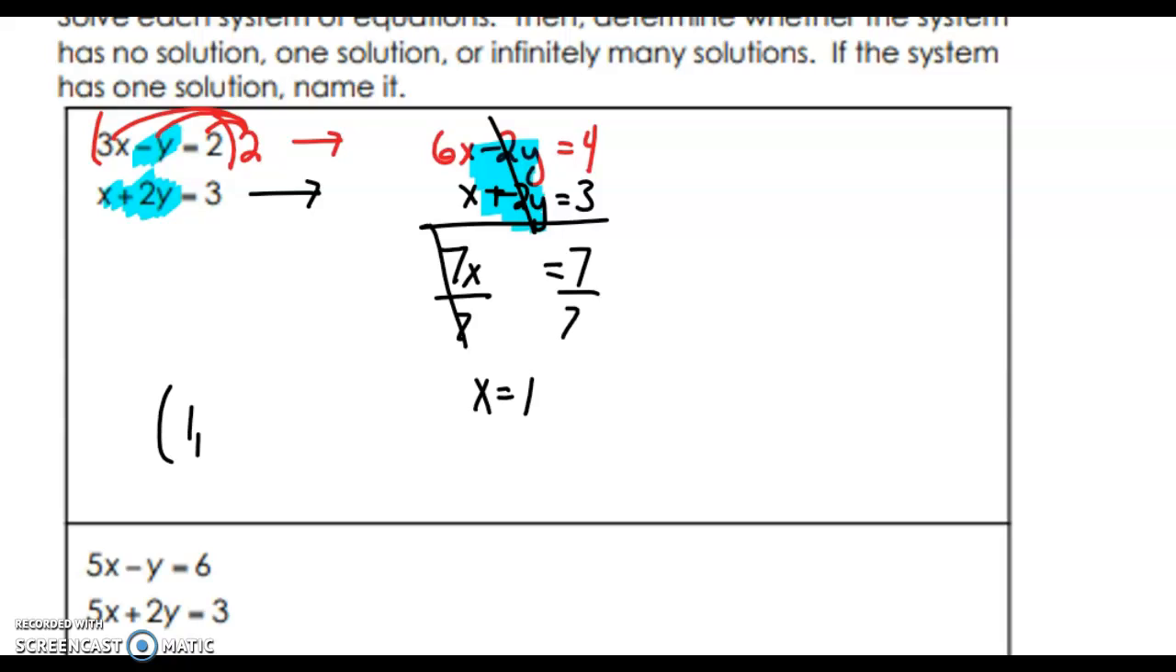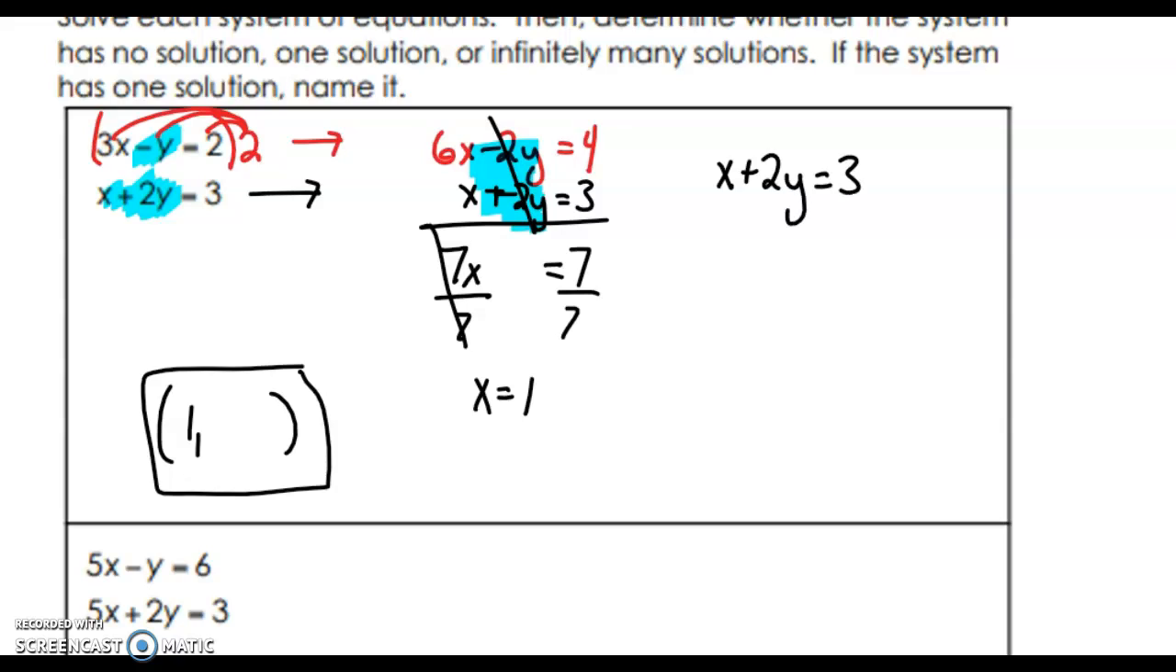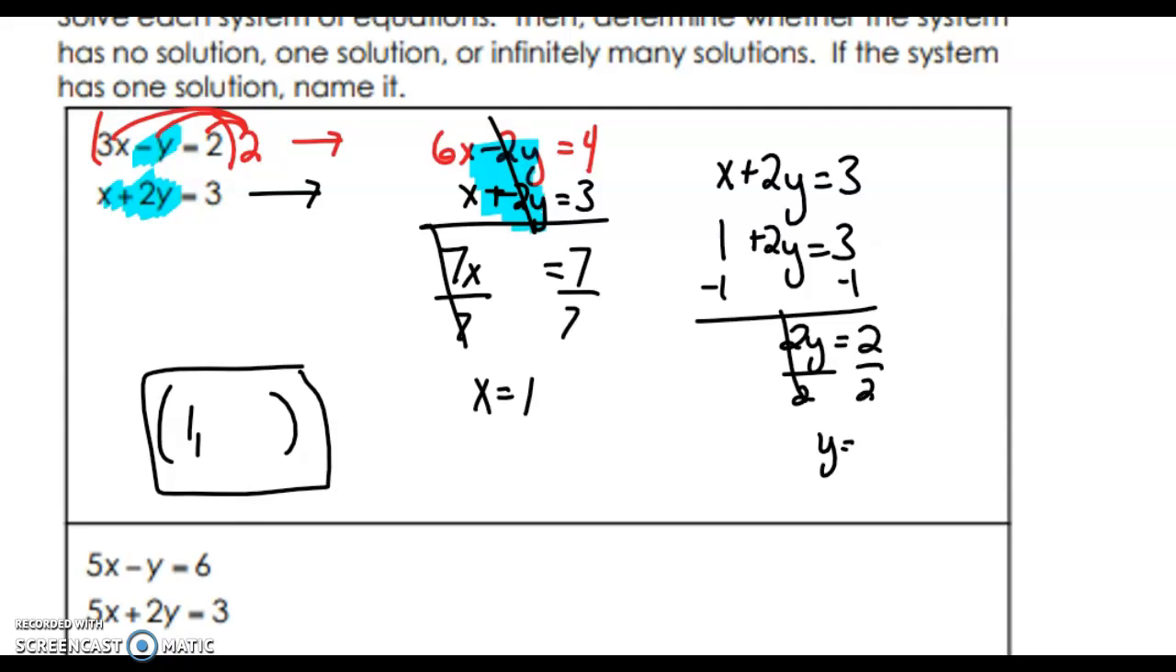All right, so that's part of your answer. You have x equals 1. So to find the rest of your answer, we're going to go ahead and solve for y. I'm going to use the bottom equation. It doesn't really matter. Just choose one. I'm going to use the bottom one. So plug in 1 for x. Now I'm going to subtract the 1. I get 2y equals 2. Now divide by 2. So y is 1. So the point (1, 1) is your answer.